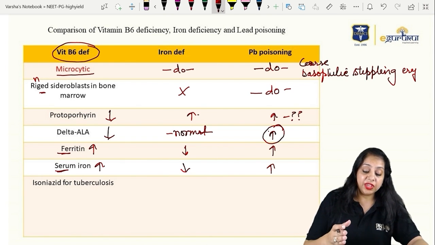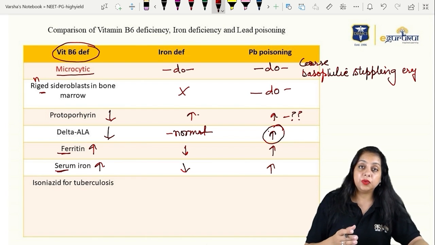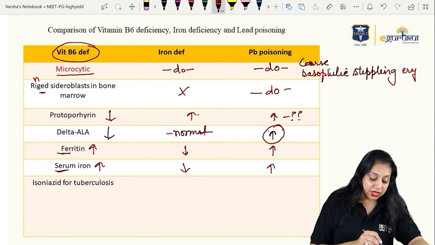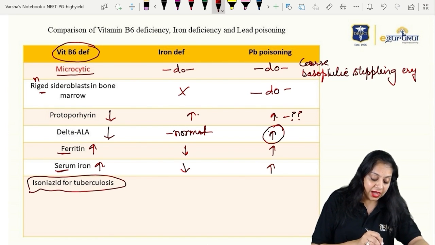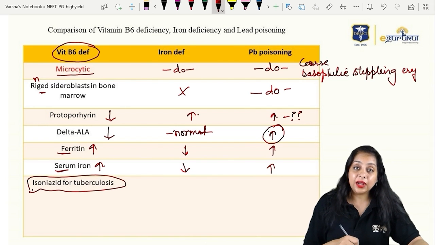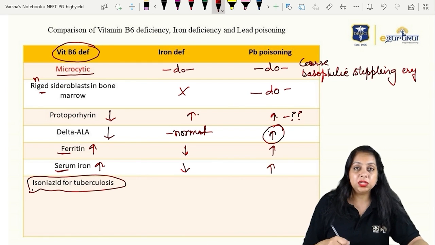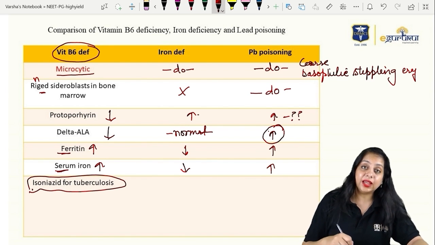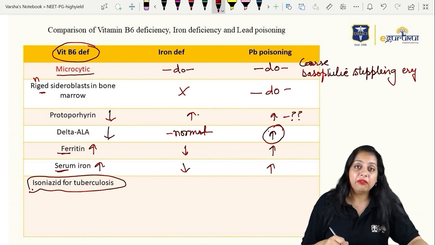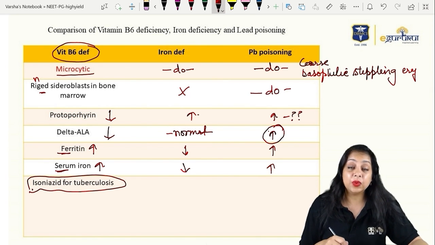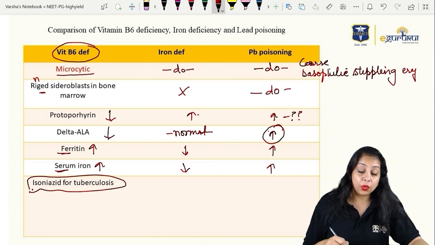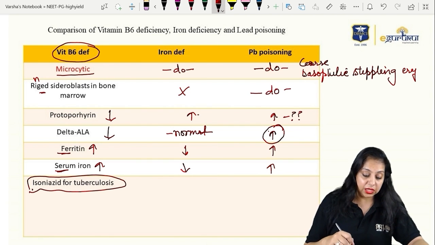So based upon these facts, you can distinguish whether it is a B6 deficiency, iron deficiency, or lead poisoning, right? For B6 deficiency, another keyword is isoniazid. That causes vitamin B6 deficiency. So if the patient has been treated previously for TB in recent times, that means he must be vitamin B6 deficient if it is not stated that B6 supplements were given, right? So if the question says so, you have to be very, very careful.